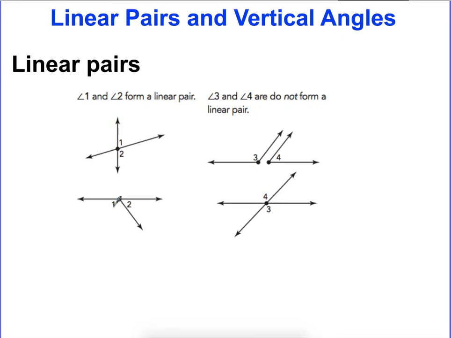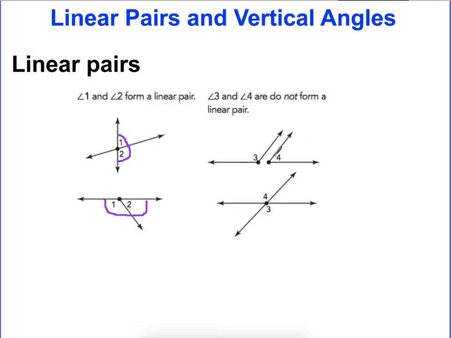In this one, angle 1 and angle 2 do form a linear pair. In this column on the right here, angle 3 and 4 do not form a linear pair. So angle 3 and angle 4, they're not forming a linear pair. So what's special about linear pairs is that they're adjacent and they're forming an angle. So here we got angle 1 and 2 forming an angle.